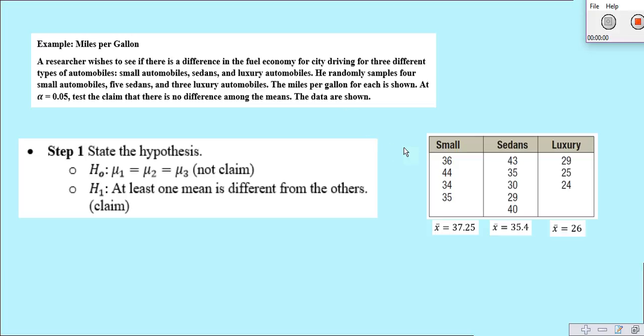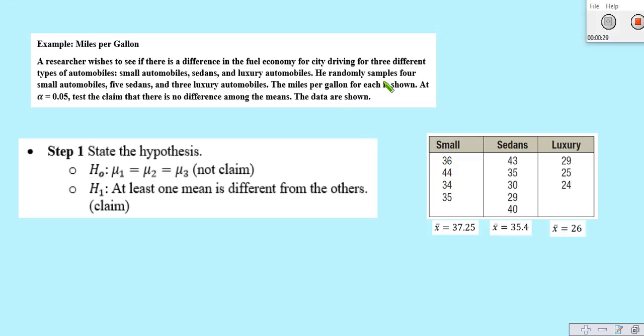So our independent variable in this case, which is very important here, is the fuel economy. We have three distinctive independent data pieces. We have small, we have sedans, and we have luxury automobiles. We randomly sample 4 small automobiles, 5 sedans, and 3 luxury automobiles. So the key thing is they're randomly sampled, and the miles per hour for each is shown.